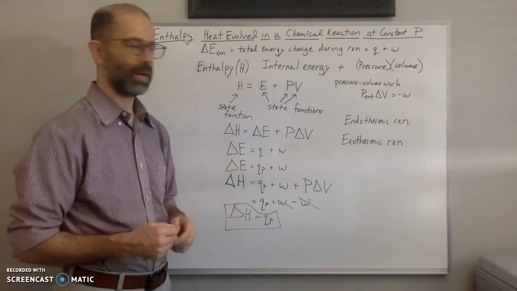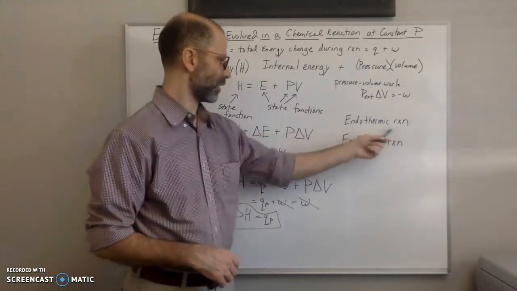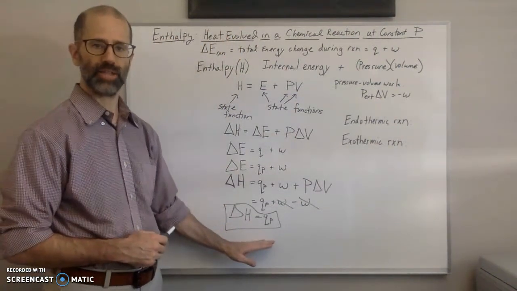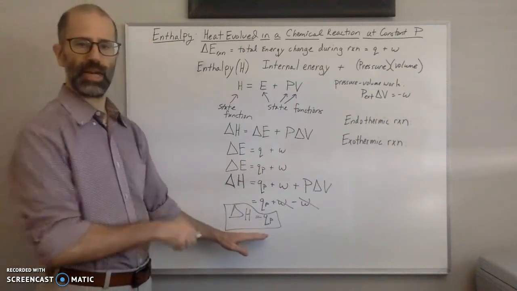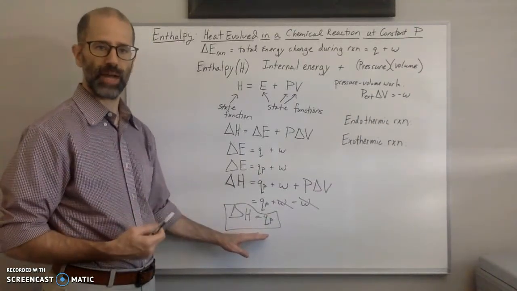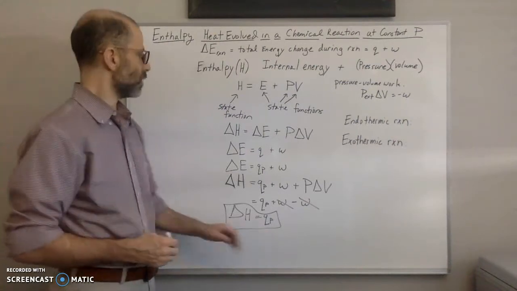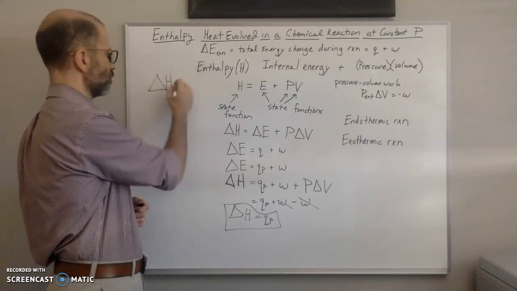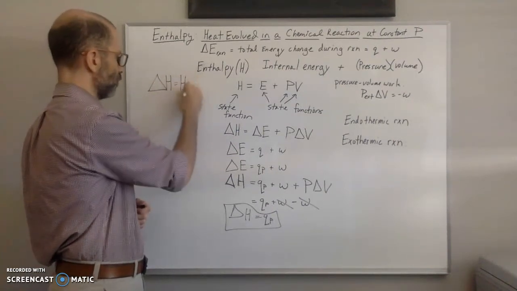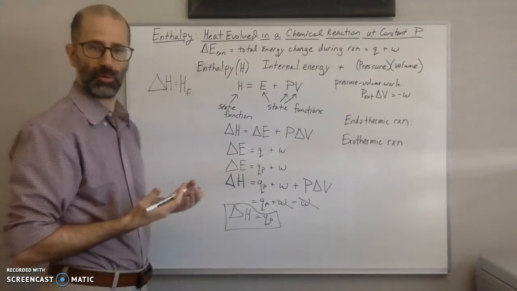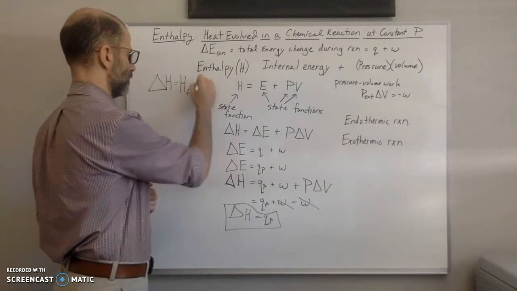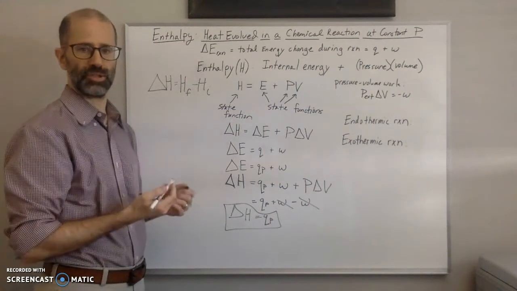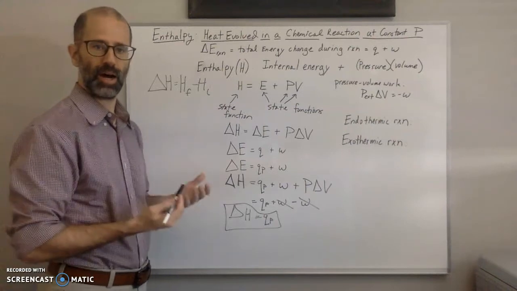The last thing I want to talk about is this idea of endothermic reactions and exothermic reactions. And this is tied to this change in enthalpy. So remember, enthalpy is a state function. So the change in enthalpy is just going to be the final enthalpy of the reaction minus the initial enthalpy. So these two states, final minus initial, is going to give you that amount.